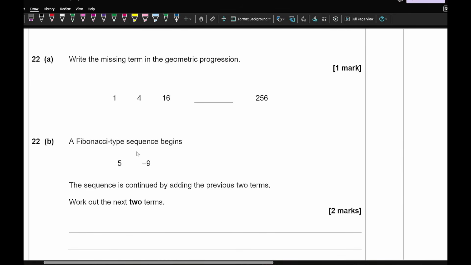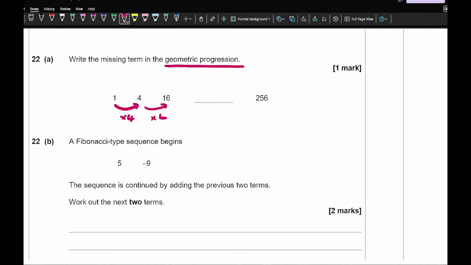Moving on to question 22a, it says write the missing term in the geometric sequence. Now, what we're looking at in a geometric sequence is that to get from one term to the next, it's being multiplied by a certain number. So here, to get from 1 to 4, what number do we multiply 1 by to get 4? Well, that's going to be 4. So the common ratio here is multiplying by 4.